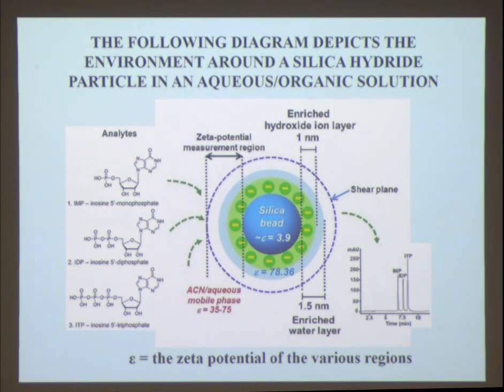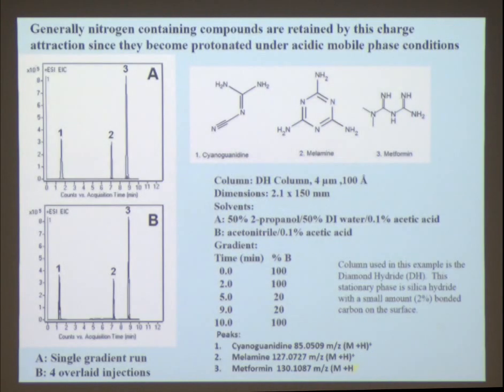So this is the fundamental difference from, again, ordinary silica, because if you look at the negative charge on an ordinary silica surface, it's due to the silanol groups. But in the case of silica hydride, it's due to these hydroxide groups which have attached themselves to the surface. So if you have a negatively charged surface and positively charged compounds like the ones we have here, cyanoguanidine, melamine, and metformin, you have charge attraction, right? In this case, the mobile phase has some type of acid in it, like formic acid or acetic acid, so these nitrogens are going to be charged and attracted to the negative charge on the surface. And so that's responsible for the separation of the hydrophilic positively charged molecules. You see, we get very nice separation between these three compounds here.